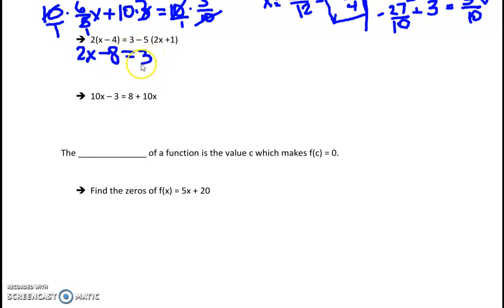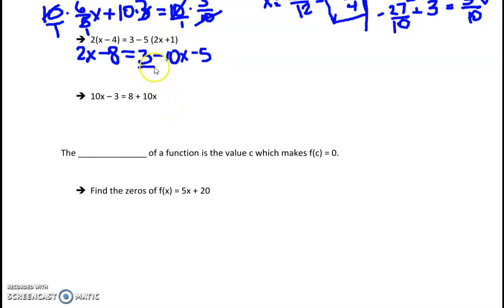And then on the right side, I do the same thing with the negative 5. 5 times 2 is 10x. And remember, you're distributing the negative with the 5, so it's negative 5 times 1, which is negative 5, or subtracting 5.